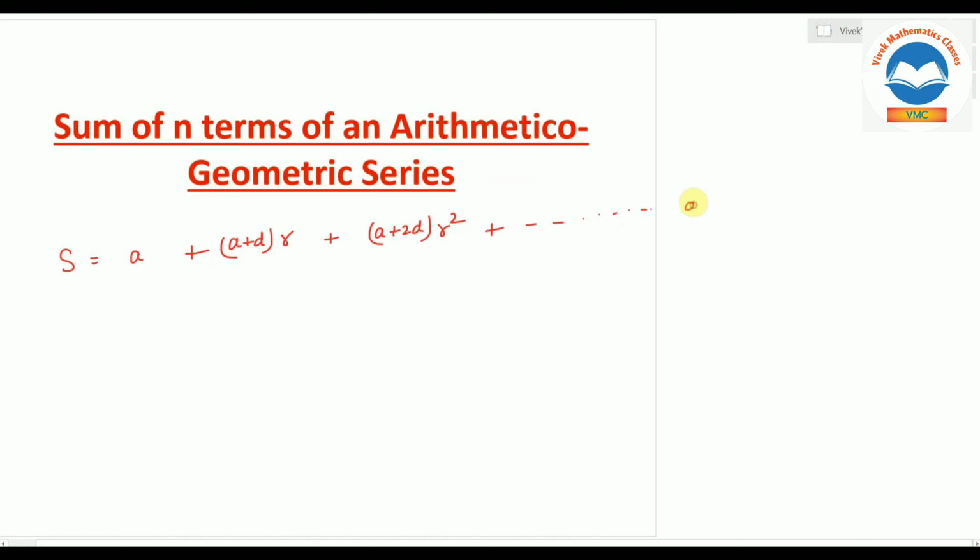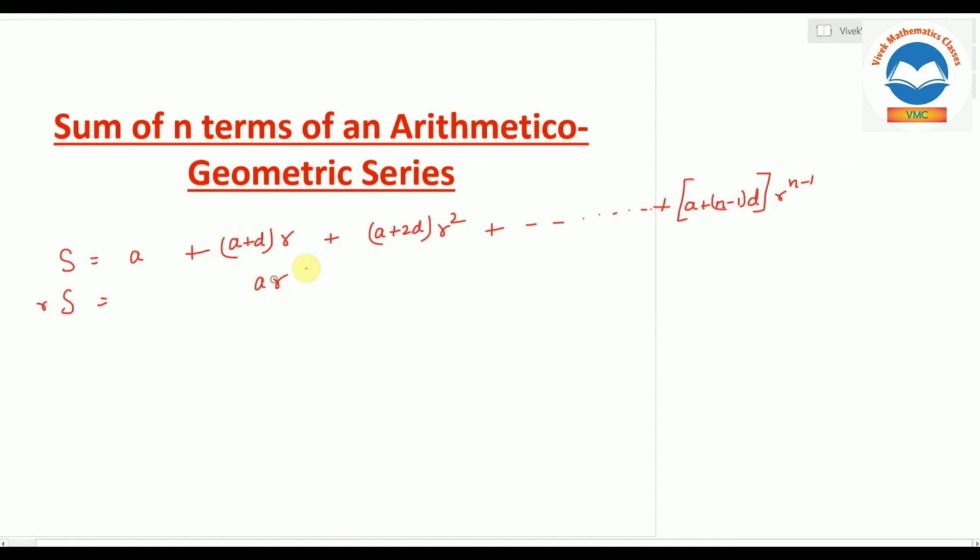At last what you will get? (A plus (n minus 1) into D) whole multiplied by R to the power n minus 1. This we have taken as the sum of n terms. We have added n terms of this AGP. So what we will get, that we need to find. What I will do is multiply this S with the common ratio of the GP. So what will be RS? In this if you multiply, I will write one step forward.